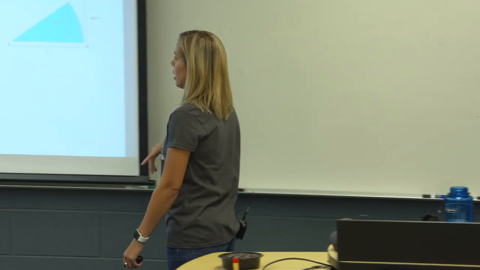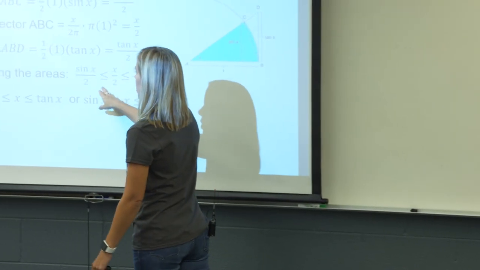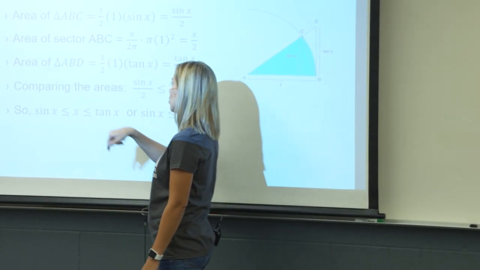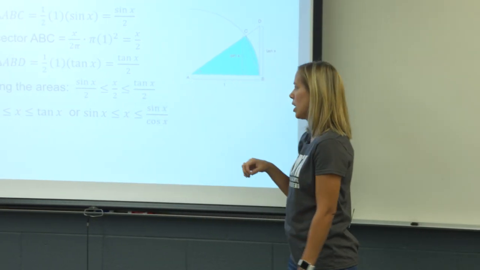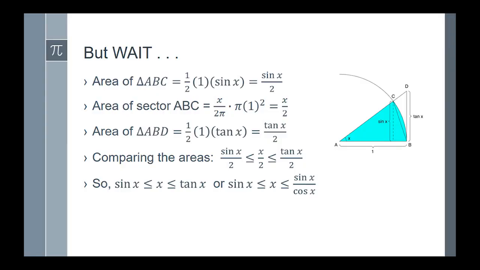If we clear out the denominator here, we have the sine of x is less than or equal to x, which is less than or equal to tangent of x. And then to start simplifying this, we can think about tangent as sine over cosine.